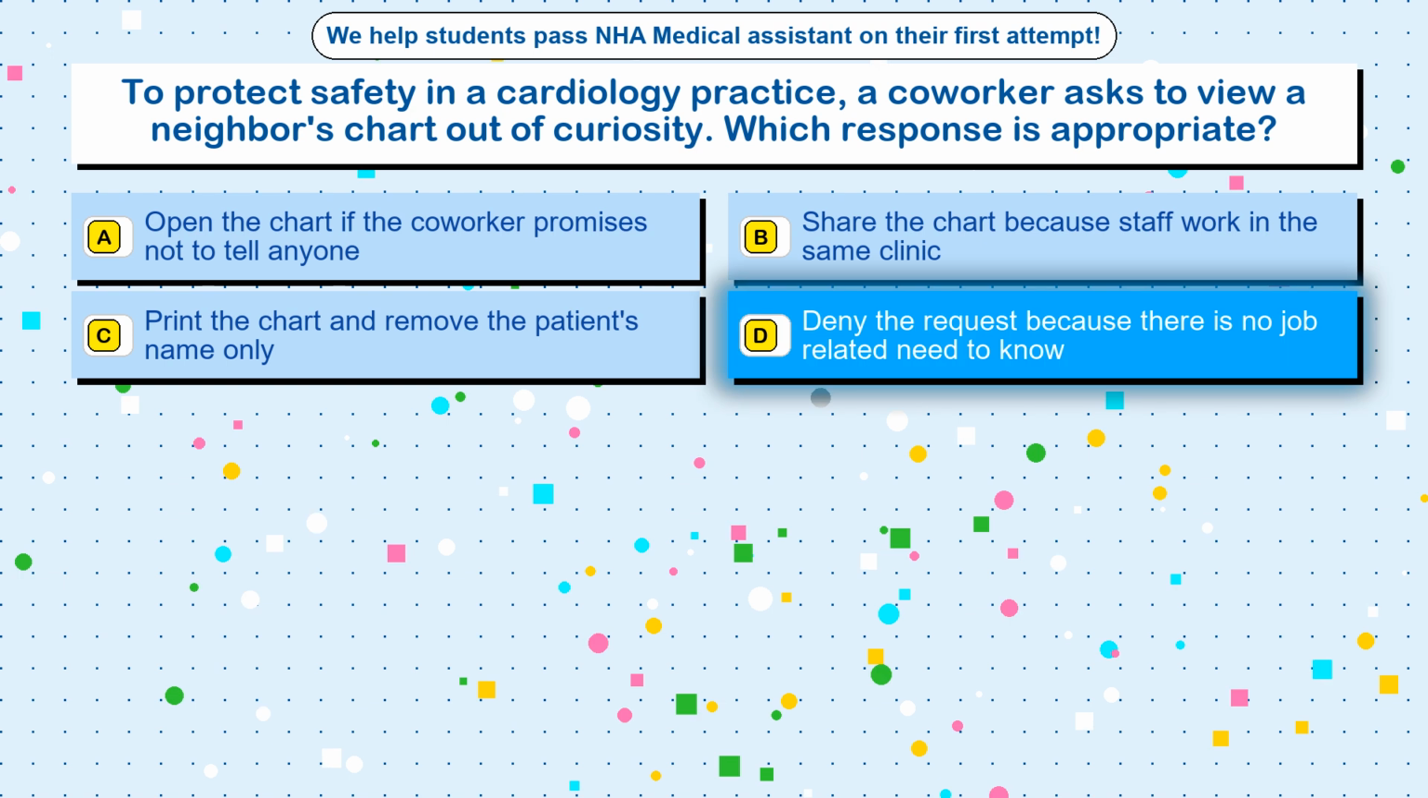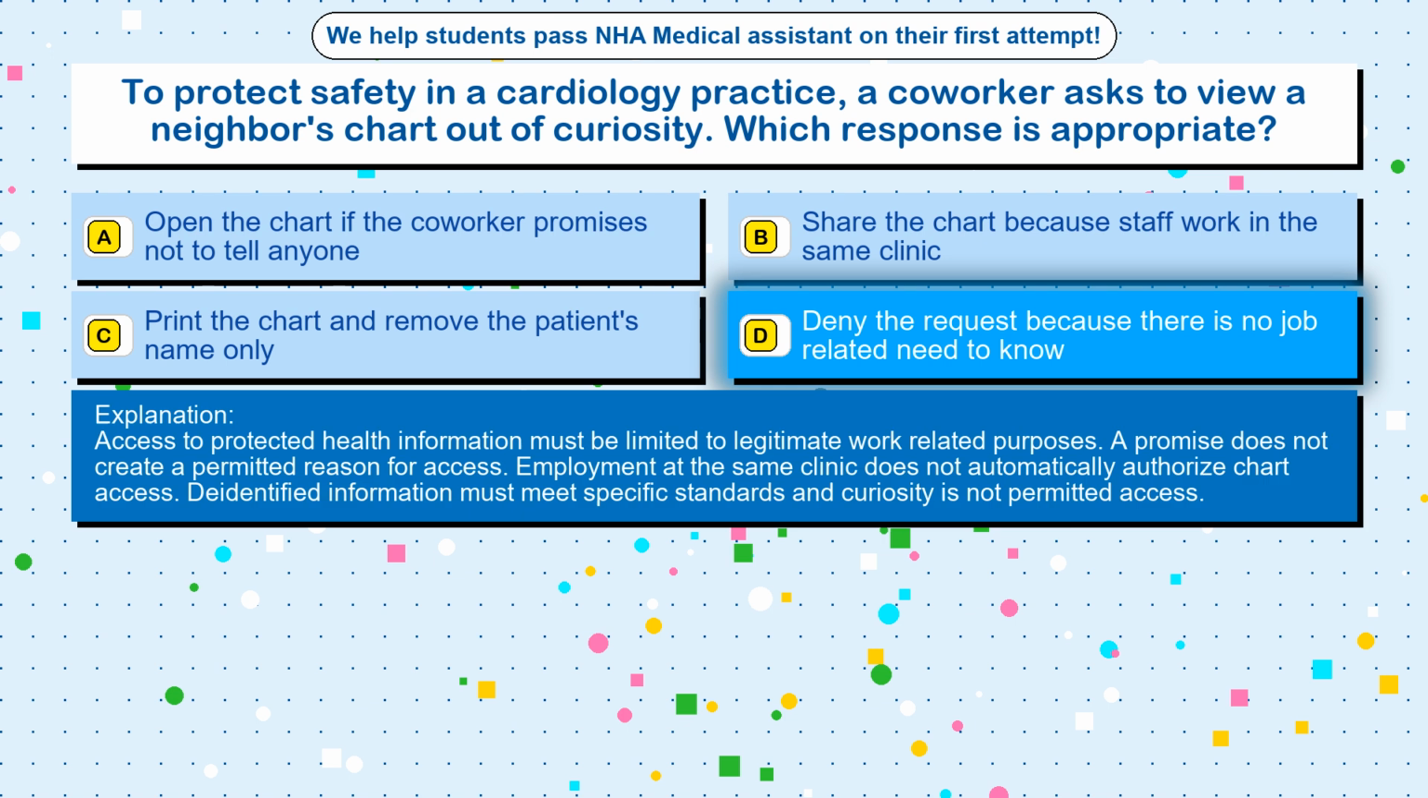The correct answer is option D. Deny the request because there is no job-related need to know. Access to protected health information must be limited to legitimate work-related purposes. A promise does not create a permitted reason for access. Employment at the same clinic does not automatically authorize chart access. De-identified information must meet specific standards and curiosity is not permitted access.